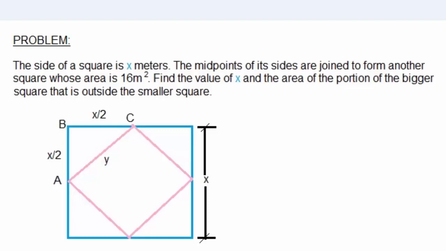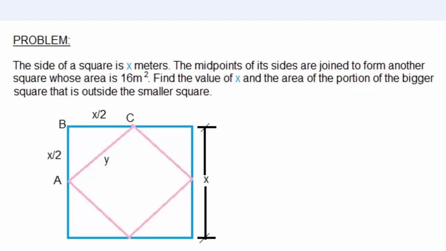Here's a sample problem for quadrilaterals. The side of a square is x meters. The midpoints of each side are joined to form another square whose area is 16 meters squared. They are asked to find the value of x and the area of the portion of the bigger square that is outside the smallest square.